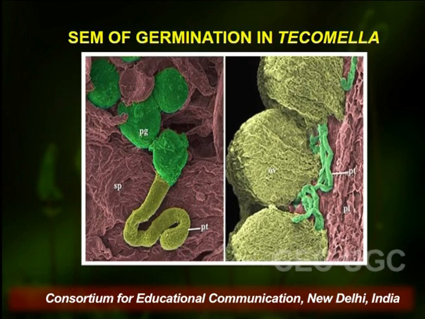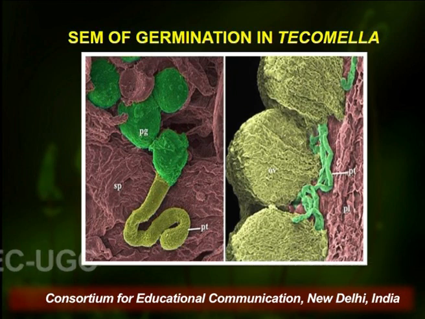Now here you can see a scanning electron micrograph of pollen germinating in Tecomella. You can see that the pollen tube is labeled as PT, the green one. These are the pollen tubes. On the right hand side we can see there are 3 pollen grains which are germinating, and you can see those thin elongated tubes here.